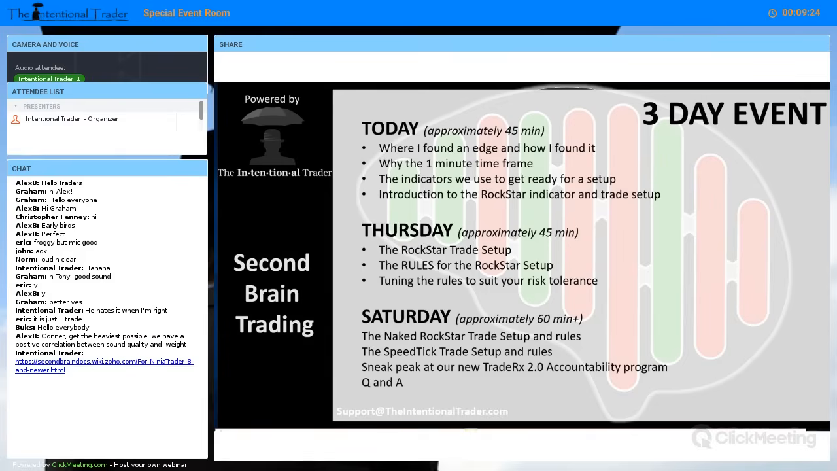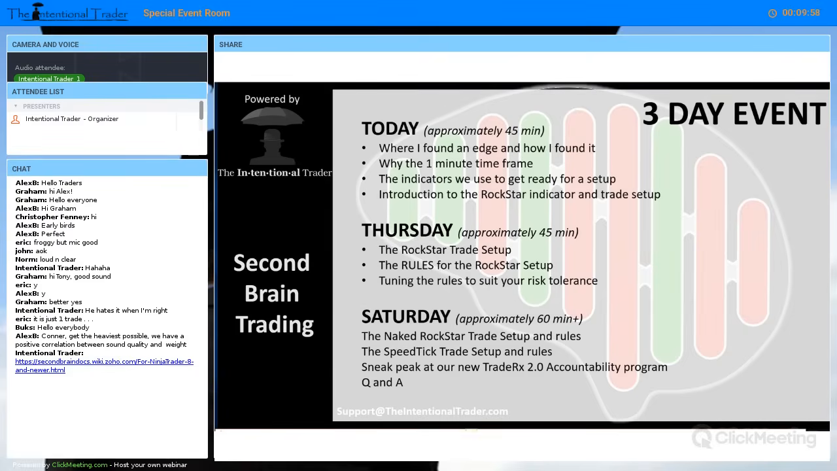Okay. So today we're going to talk about where I found the edge and how I found it, why we use 1 minute when we trade, the indicators that we use, what they do, and then I'm going to introduce you to the Rockstar indicator. I'm just going to show you quickly the setup. I'm not going to explain it so much. But then on Thursday, we're going to actually go into the Rockstar trade setup, okay?